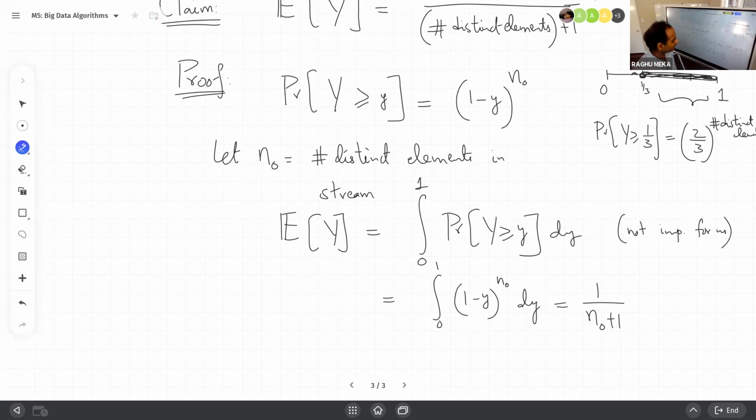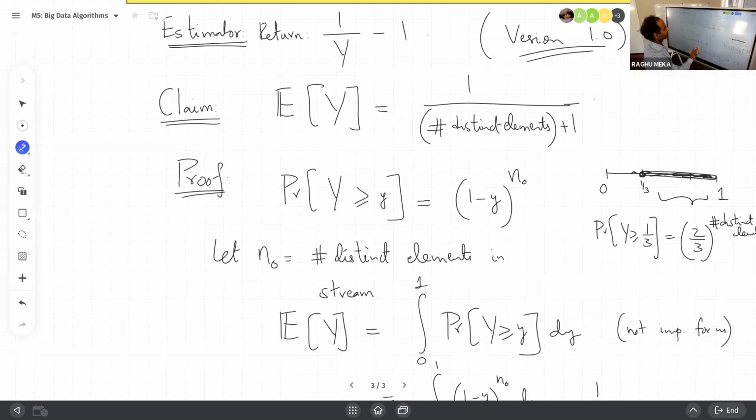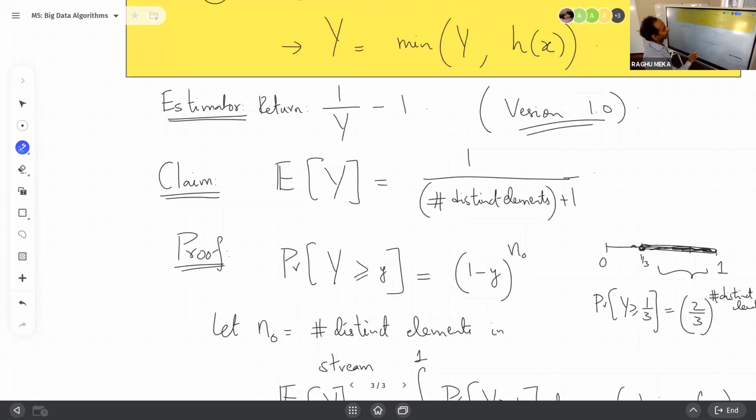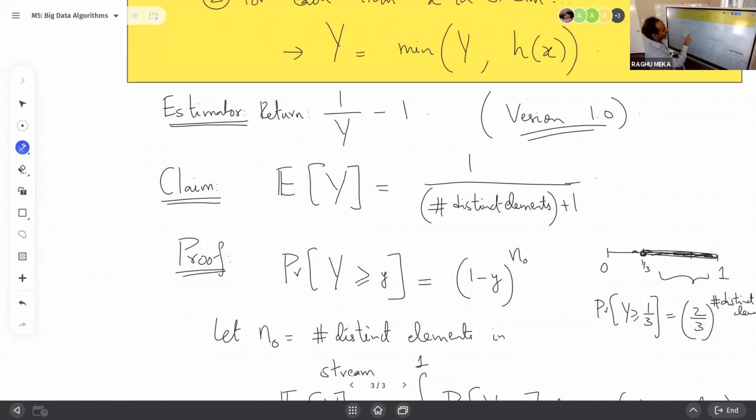Okay, so definitely looking at y tells you something about n0, right? So in some sense, you're not getting an estimator for n0, the number of distinct elements, but you're getting an estimator for 1 over that, okay? And you could conceivably flip it to improve the accuracy, okay? Does it make sense?